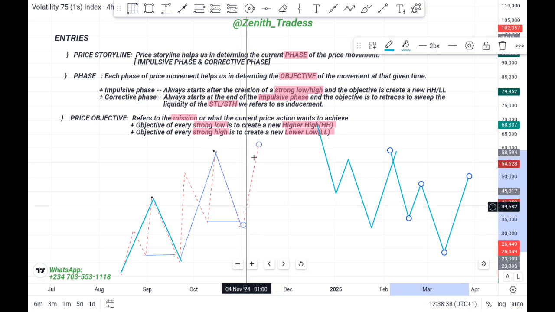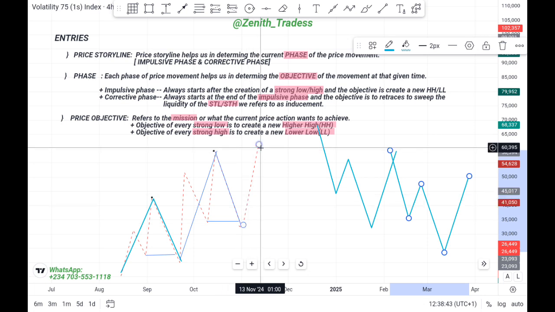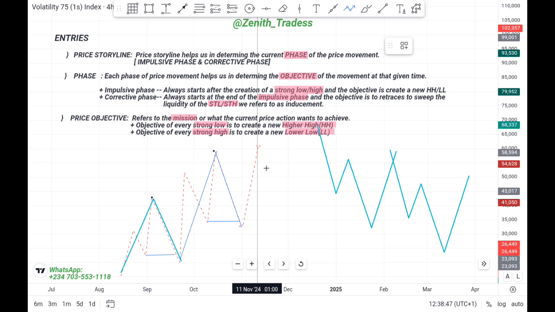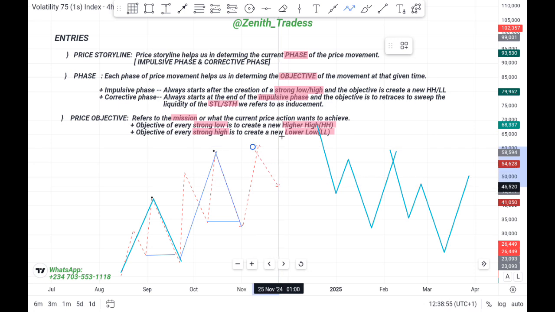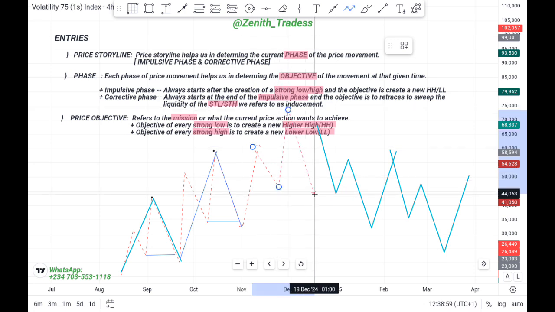This leg now, from what we have done so far, we know that this is another impulsive move that will create a pullback, right? A valid pullback. This is another impulsive move that will create a valid pullback, give us another major high, then come back to sweep. That's what is referred to as storyline.